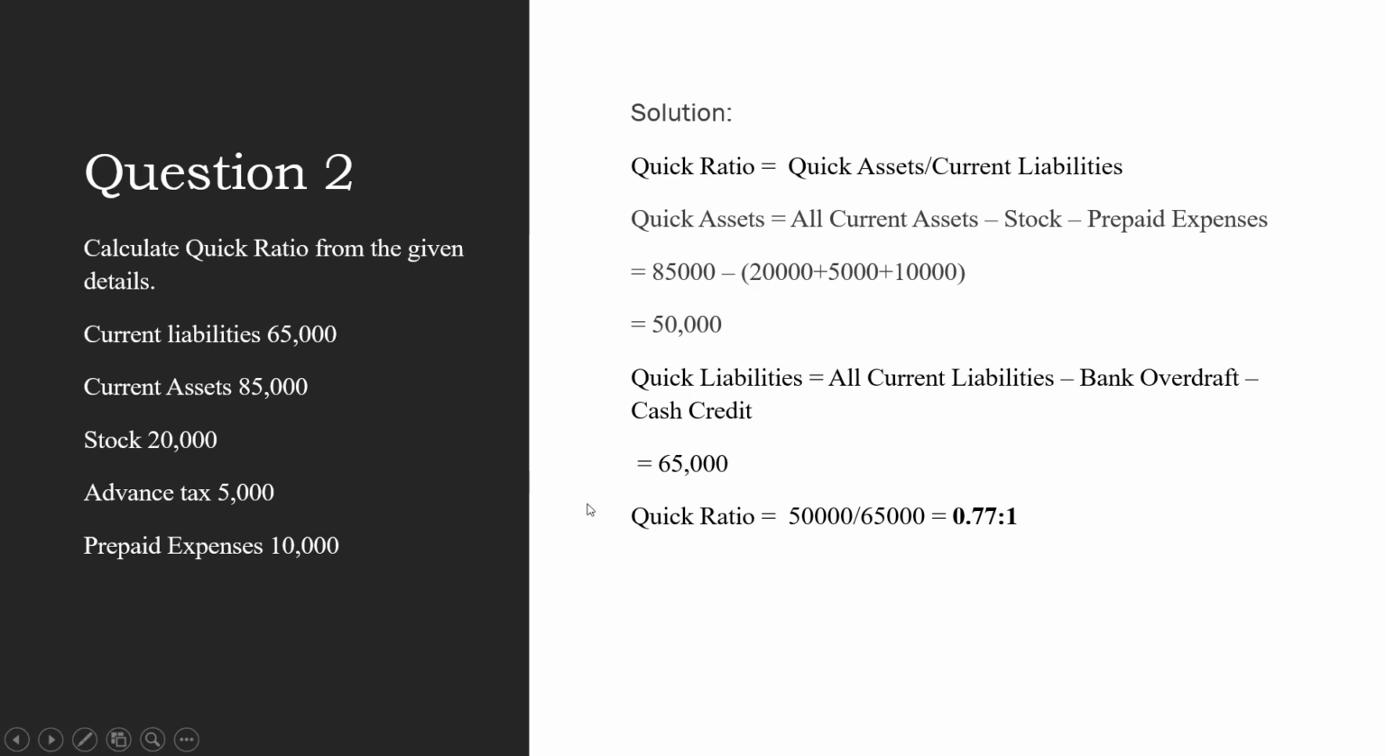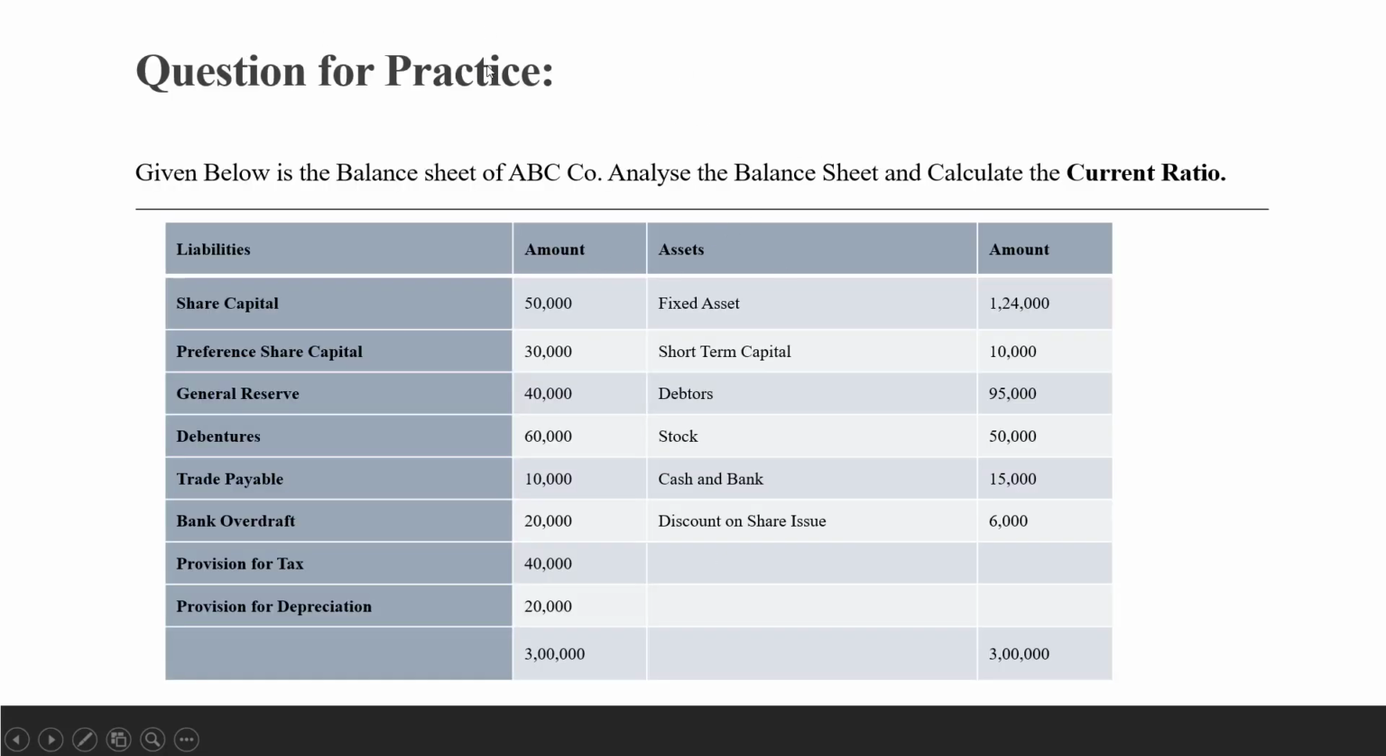Okay, so 2 questions we have already solved, and in the next one I have given a question for your practice. Here the question is: given below is the balance sheet of ABC company. Analyze the balance sheet and calculate the current ratio. Now they are saying only the current ratio. They have not said anything about liquidity ratio, so you need not calculate the quick ratio. You have to calculate only the current ratio.